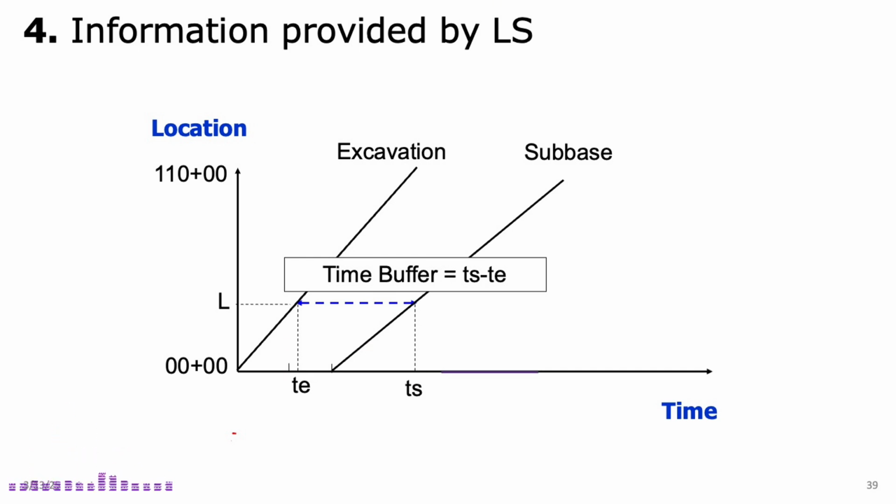Just like the distance buffer, the time buffer must meet a minimum required value to ensure there is sufficient lag time between activities. Maintaining this buffer helps prevent scheduling conflicts and ensures a smooth workflow throughout the project.